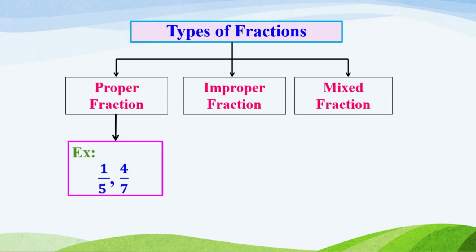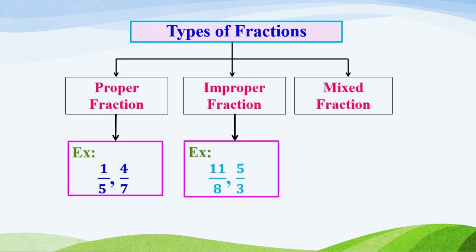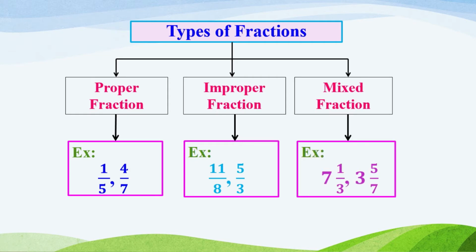Let's see the example of proper fraction. Examples: 1 by 5 and 4 by 7. Here the numerator is less than the denominator. Let's see the example of improper fraction. Examples: 11 by 8 and 5 by 3. Here the numerator is greater than the denominator. Let's see the example of mixed fraction. Examples: 7 and 1 by 3, and 3 by 7. Here 7 is the whole number, 1 by 3 is the proper fraction, and the same for the second example.